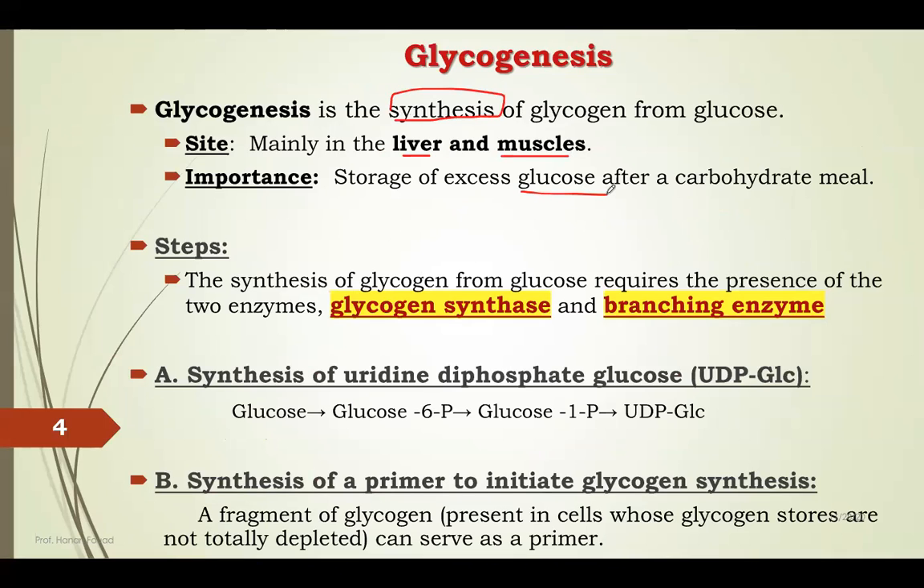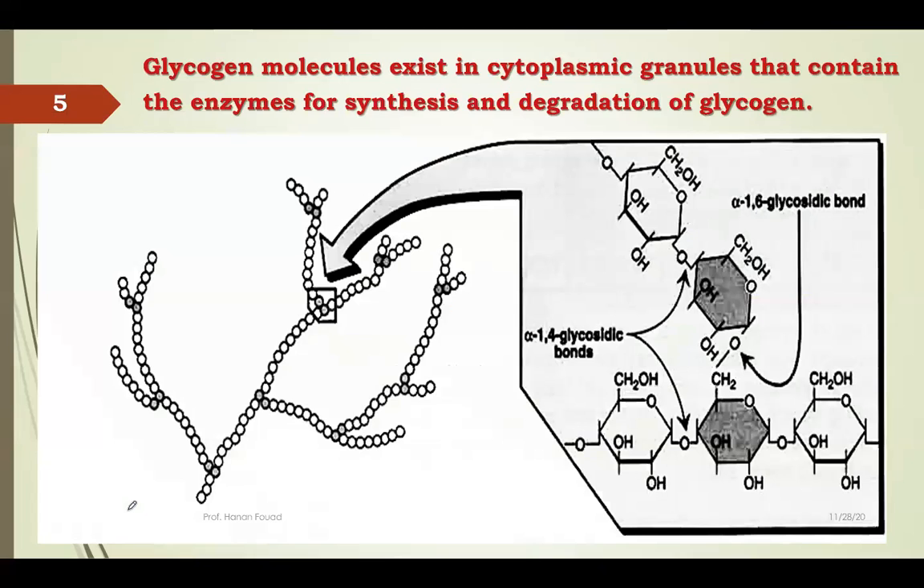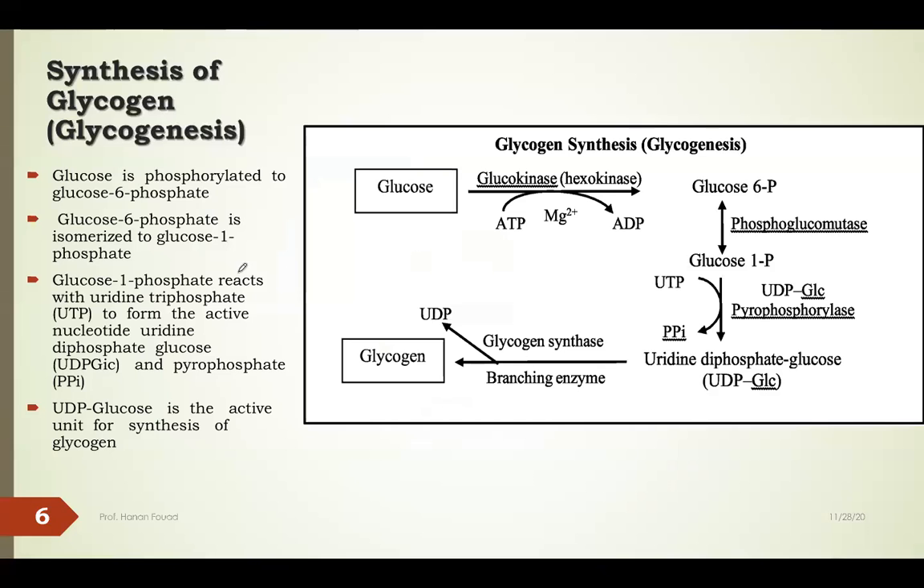Of course, for any metabolic pathway, there are key enzymes. The key enzymes of glycogenesis are glycogen synthase and the branching enzyme. But glycogen synthase is the key enzyme. Branching is not the key enzyme; it helps glycogen synthase. Okay, I'm going to discuss these two items from the diagram, because it's much easier to discuss from the diagram. This is a diagram for the building of glycogen.